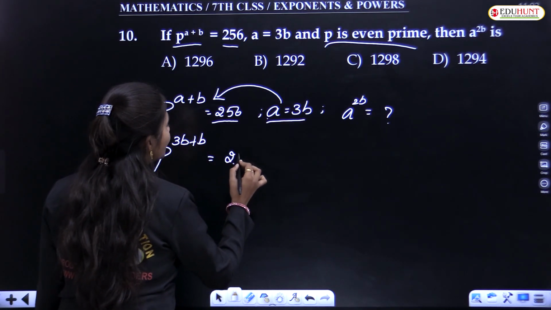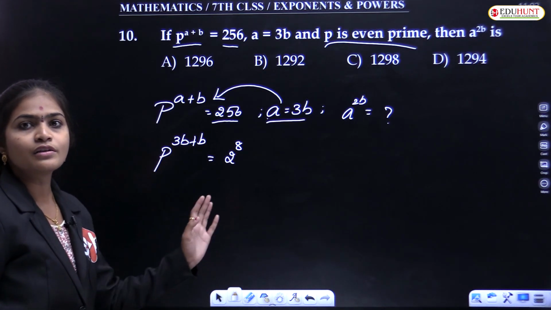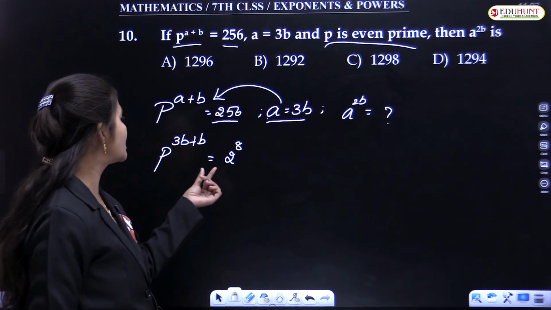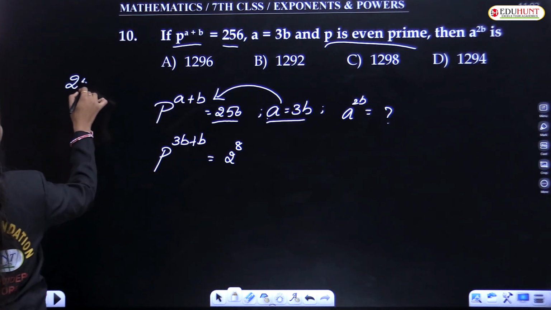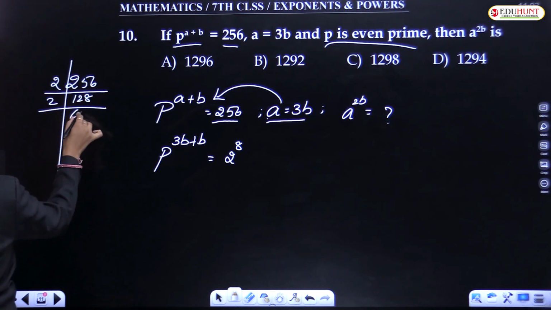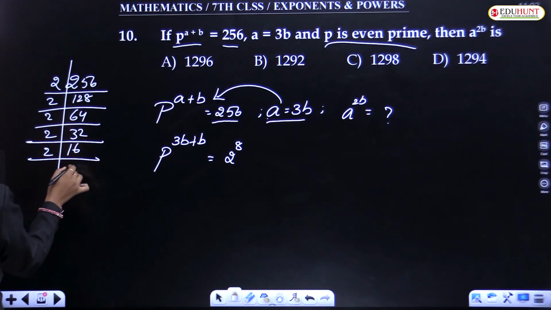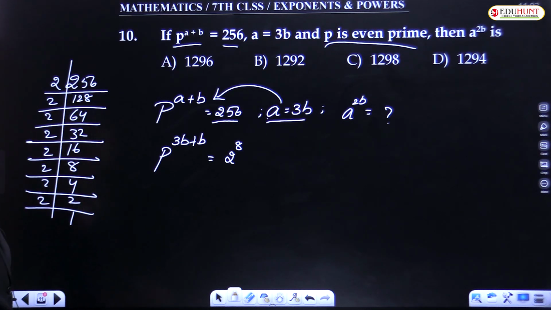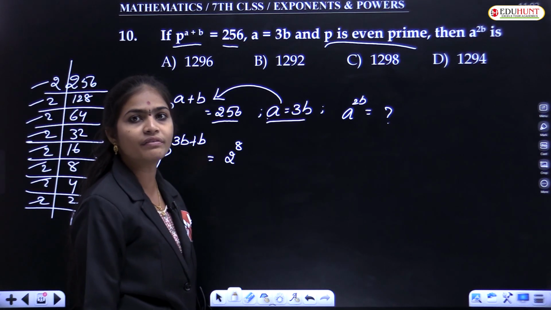2 power 8 value is equal to 256. Yes or no? 2 power 4 is equal to 16. So 16 16s. So 2 power 4 into 2 power 4 is equal to 2 power 4 plus 4, which is equal to 2 power 8. If you don't know this, then you have to go for prime factorization. 256: 2 128s, 2 64s, 2 32s, 2 16s, 2 8s, 2 4s, 2 2s and 2 1s. So here 2 power how much? 1, 2, 3, 4, 5, 6, 7, 8. That's what I wrote here, 2 power 8.